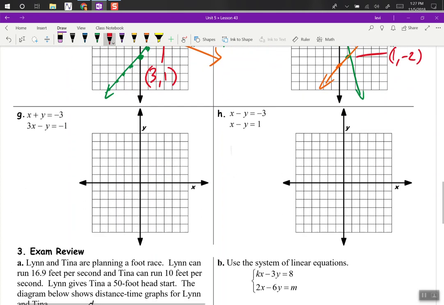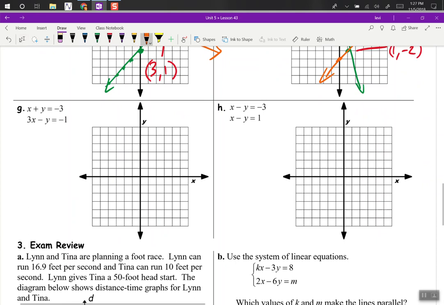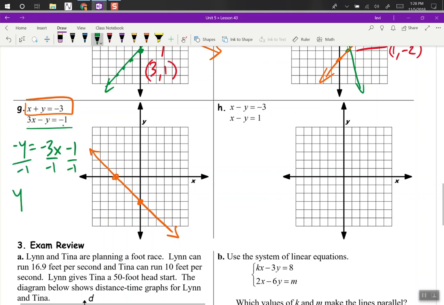G, well, our x-intercept is -3, and our y-intercept is -3. That means we have a slope of -1, right? And this one, let's solve this for y, because 3 is not going to go into -1. So if I subtract 3x, I get -y equals -3x minus 1, right? Divide by -1. And y equals positive 3x plus 1. So y-intercept is 1.